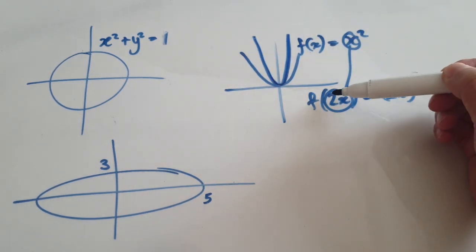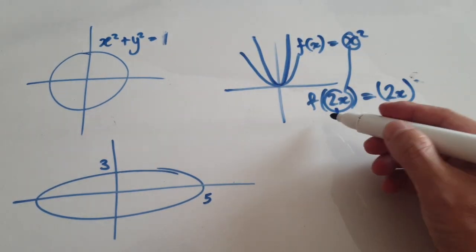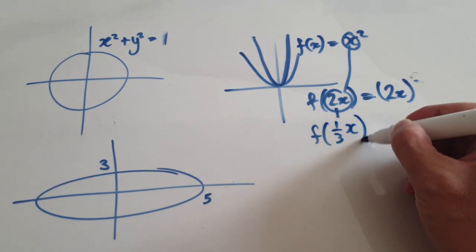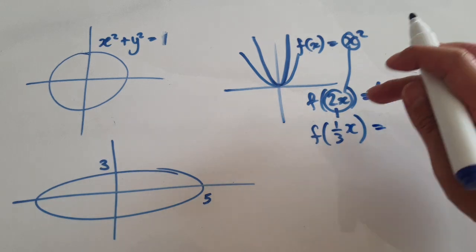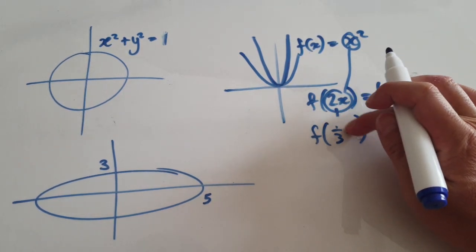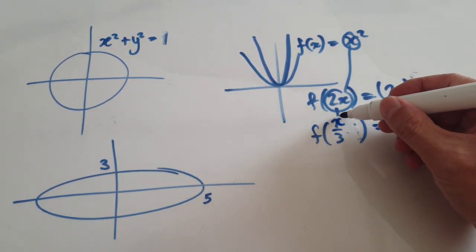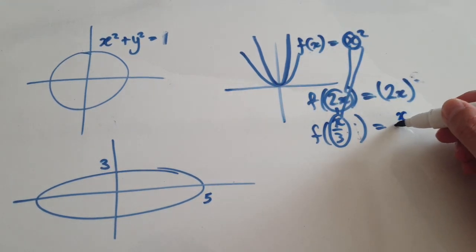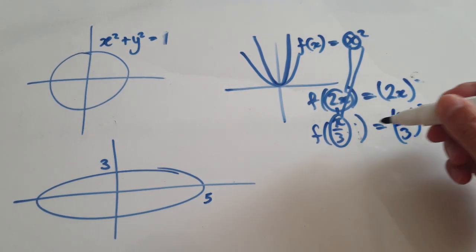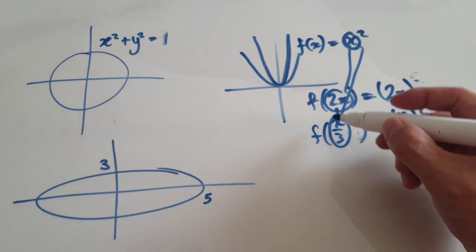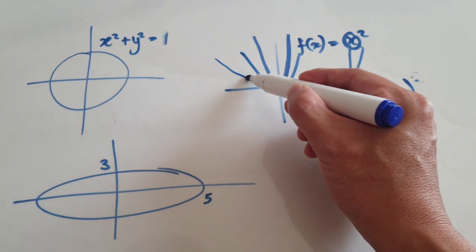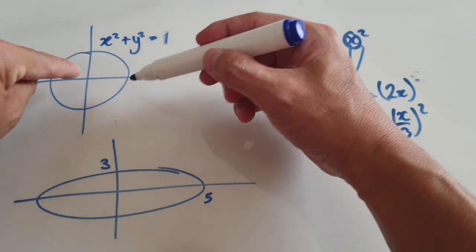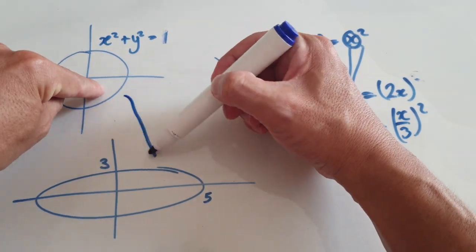And then if you make the coefficient less than 1, so for example f of, let's say, a third x, this x gets multiplied to the top, so it looks like this, and then you would put this into the x only, so it would look like this, x over 3 squared. So this transformation will make it flatter like this. So you can use the same idea to transform the circle into an ellipse.